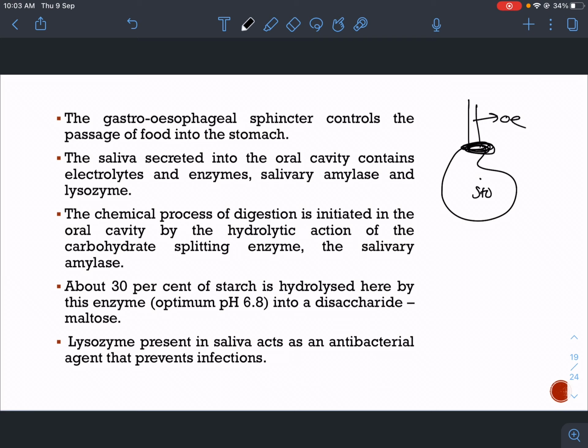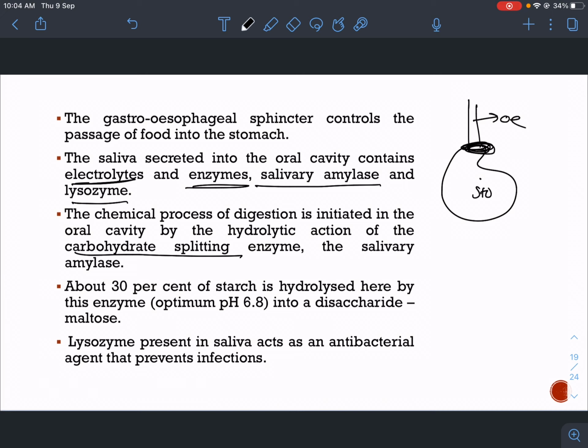The saliva secreted into the oral cavity contains electrolytes and enzymes. The names of the enzymes are salivary amylase and lysozyme. Salivary amylase is basically a kind of carbohydrate splitting enzyme.